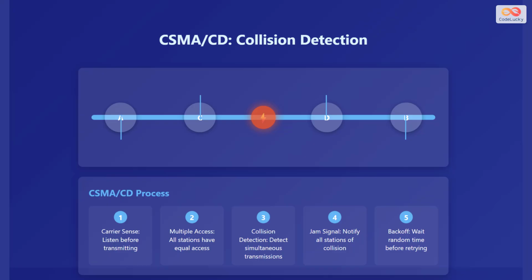After a collision is detected, a jam signal is sent to notify all stations of the collision. This signal informs all devices on the network that a collision has occurred, so they stop transmitting. Then, each device initiates a backoff process. Devices wait for a random amount of time before attempting to retransmit data. This random backoff helps to avoid repeated collisions.